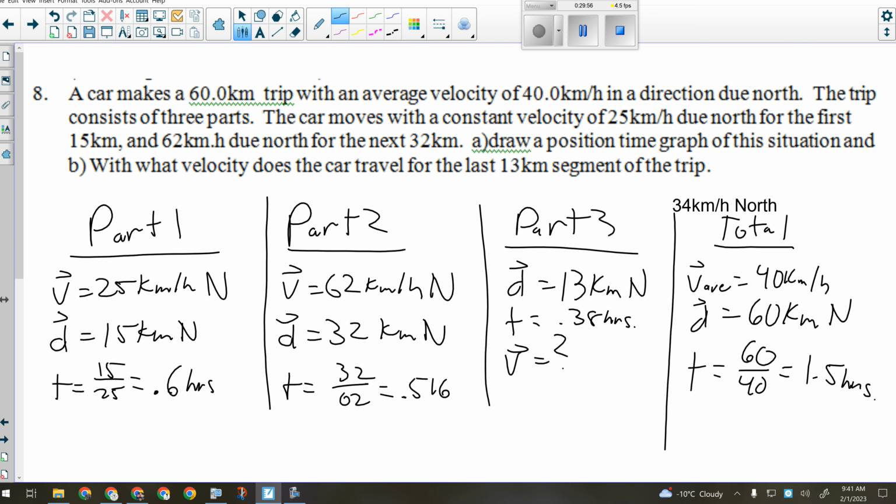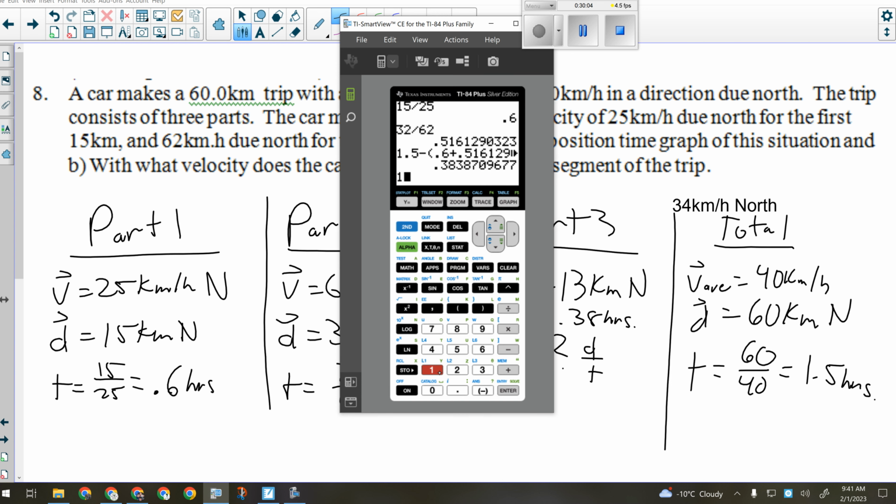I divide those two things, I should get the average velocity, because v equals d over t. Okay, so take my 13 and divide it by the time I calculated there, 34 kilometers per hour north. Okay, so yeah, there's a lot of intermediate steps on a question like that. It's a bit tedious, to be certain.